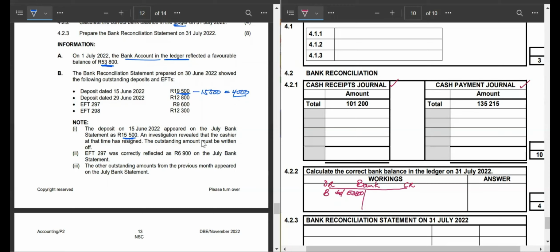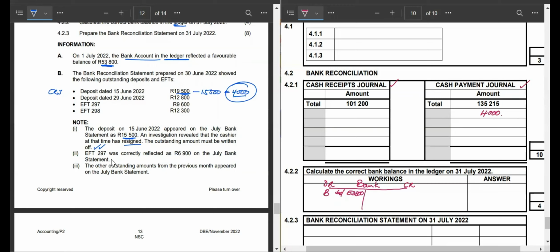We are told an investigation revealed that the cashier at that time has resigned. The outstanding amount must be written off. The outstanding amount is the 4,000. So we're being told that we must write that 4,000 off. Remember, for it to be an outstanding deposit, initially we had recorded it in our journals, that is the CRJ. So if we are to write it off, we write it off in the CPJ. Hence you find we have 4,000 in the CPJ.